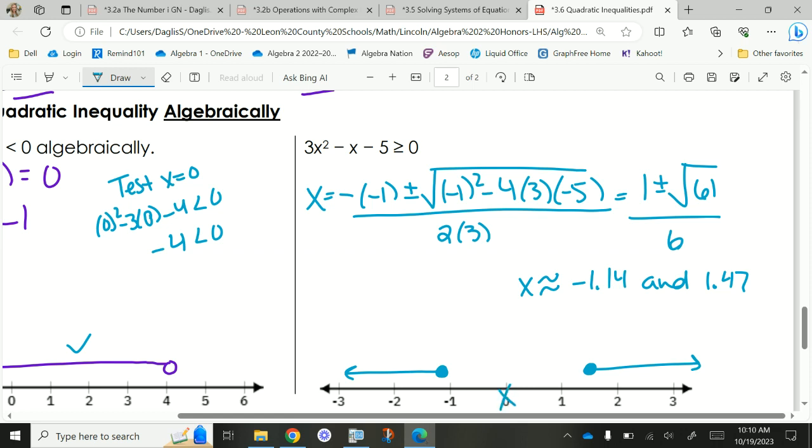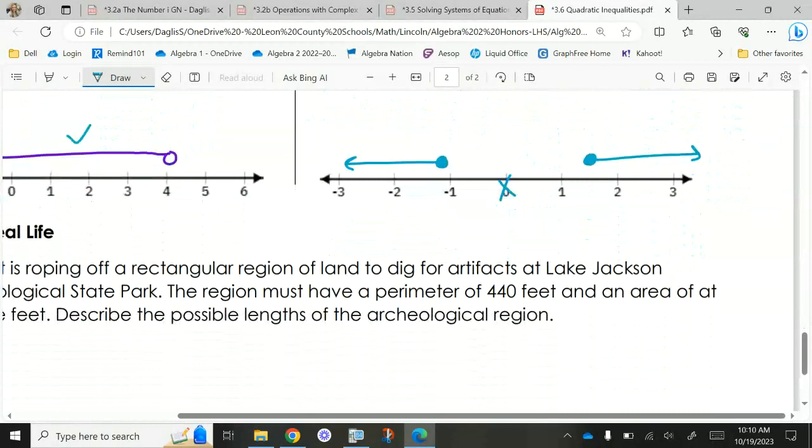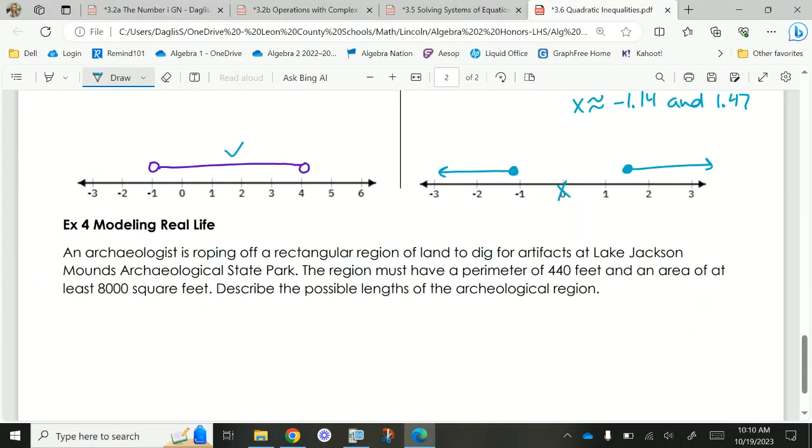That being a false statement. All right. Everyone's favorite, the modeling real life example.